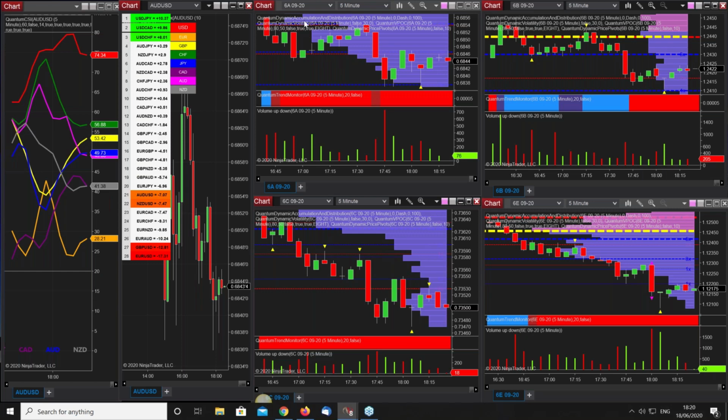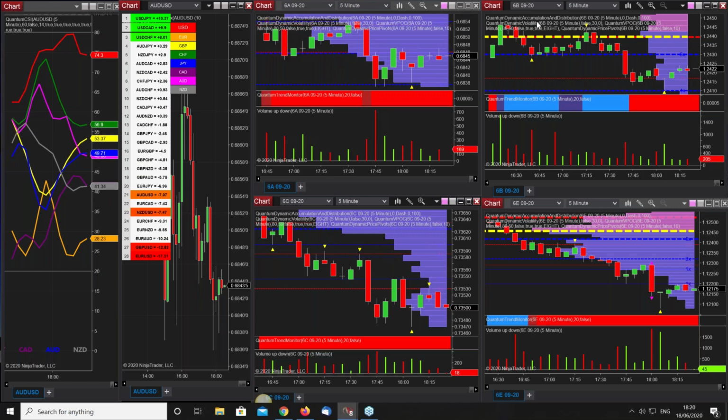This is the Aussie dollar. 6B is the pound cable. This is the 6C, which looks a little bit odd because this is the Canadian dollar, but it's actually presented as the CAD dollar, not the dollar CAD, because everything in a futures contract is presented with the dollar as the counter currency. So if you're seeing Canadian dollar selling, then this chart is going to go down, not up. So if you're trading currency futures, please be aware of it.